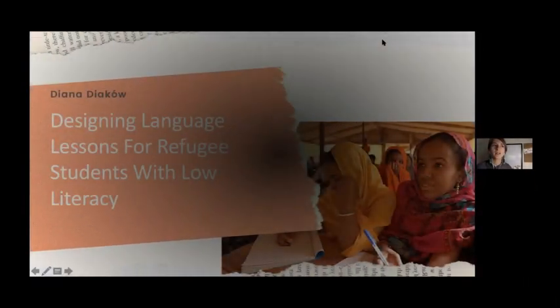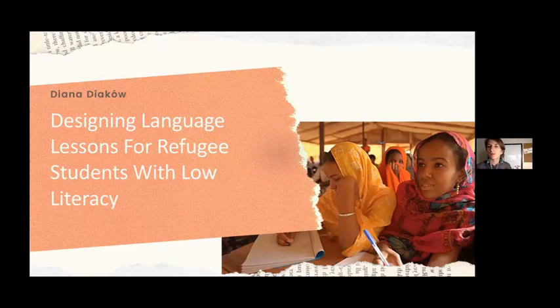My name is Diana Diakow, and I'm a psychologist and a linguist. And I've been working with forcibly displaced persons for a few years now. I've been teaching for 10 years, mostly in the context of informal education, but also formal education. So I've been teaching languages in public and in private schools at the university level and kindergarten level across the board. I've been also working in refugee camps and other resettlement agencies.